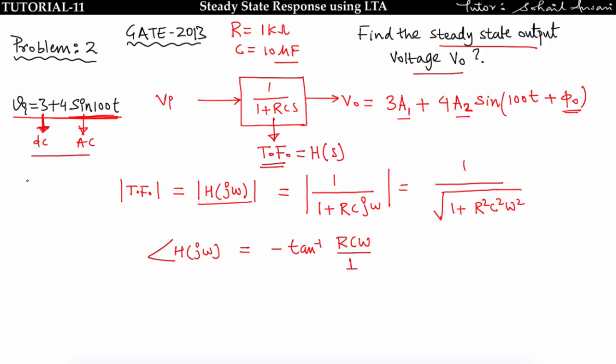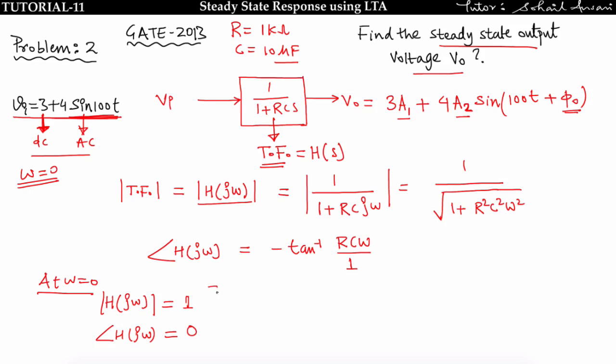that is 3 volt. Since a DC signal has 0 frequency, meaning it does not have any frequency, ω is equal to 0. So at ω equal to 0, I will get the magnitude of H(jω) equal to, put ω equal to 0, you will get 1. And the angle of H(jω) is equal to minus tan inverse 0, meaning 0 degree. This is for DC.